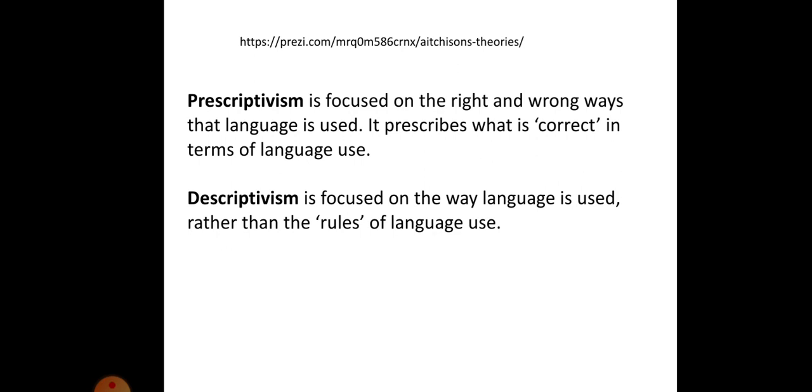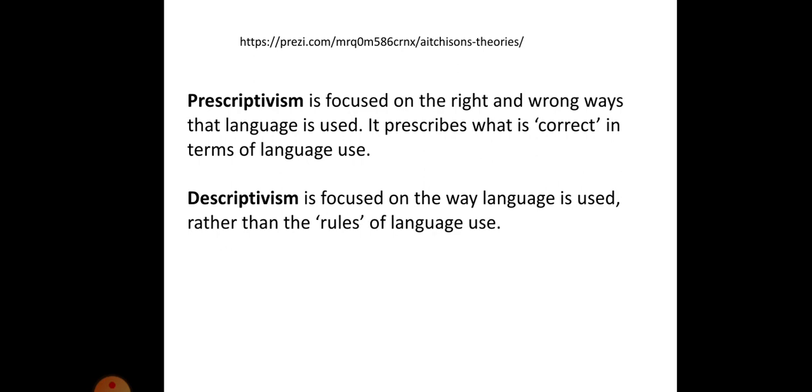So just a reminder, I think we've covered these before, but whenever we look at attitudes towards language and history, we always have to think about these two concepts. Prescriptivism is focused on the right and wrong ways that language is used. It prescribes what is correct in terms of language use. Descriptivism is focused on the way language is used rather than the rules of language use itself.